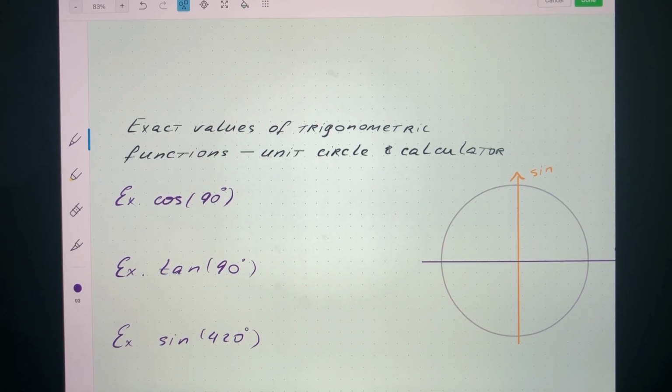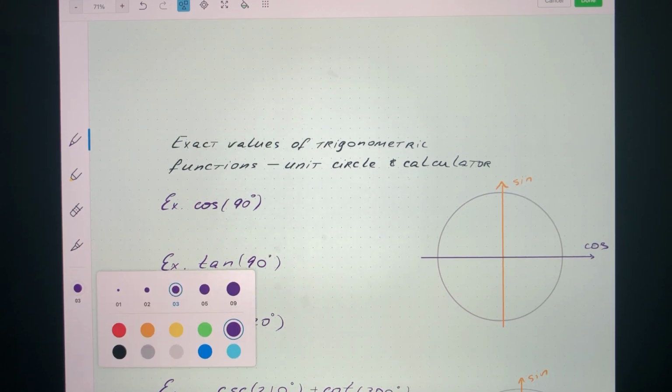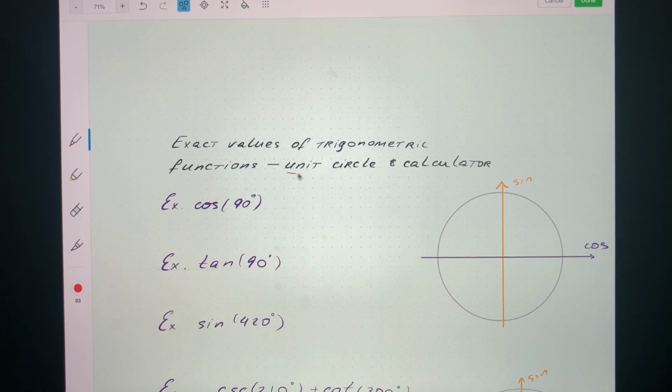Hello, in this video, let us look at how to use the unit circle to answer these three questions. So the first one is the cosine of 90 degrees. And this is a unit circle, which means that the radius is 1 unit, or 1. So each one of these corner points is measuring 1 in length. So this is +1, -1, +1, -1.